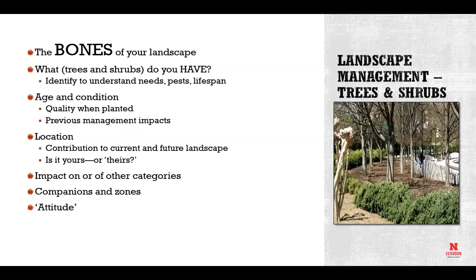Okay. Impact on or of other categories on these things. Turf, change in irrigation system, change in the neighbor's drainage that's going to impact the livelihood, the quality of the plants that you have, the companion plantings that you have and how they are zoned, and how the interaction of the roots and the uptake of water and nutrients and shade patterns really affects their quality as well, and attitude.